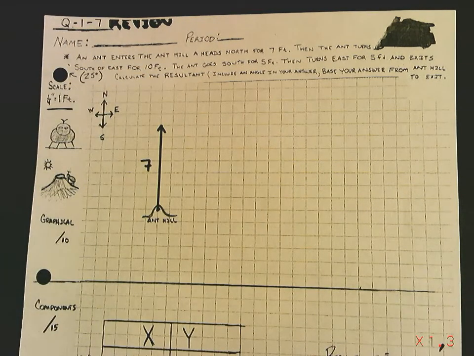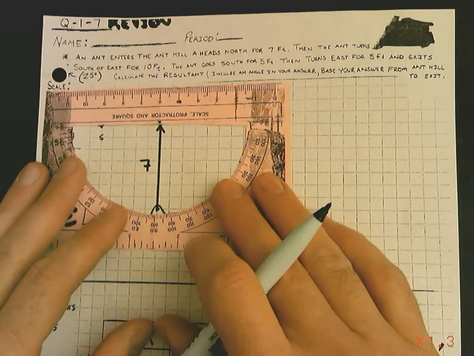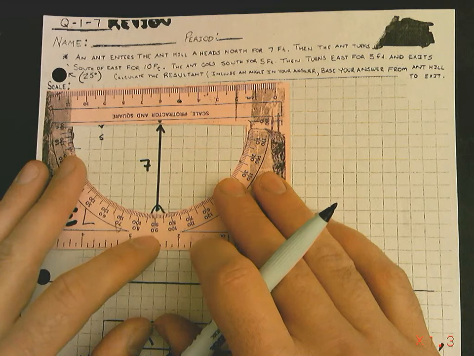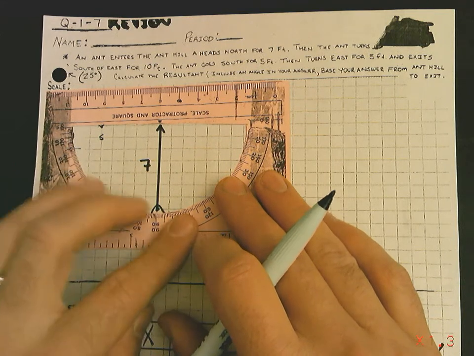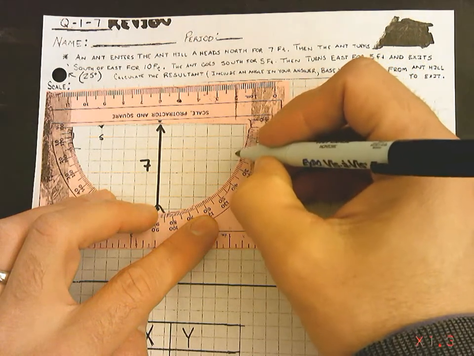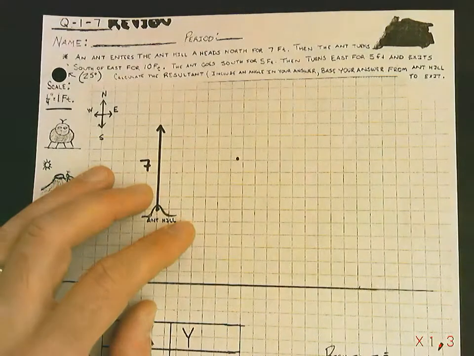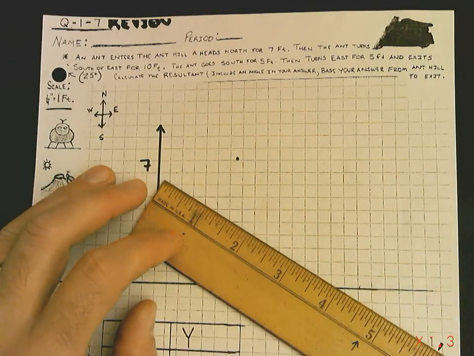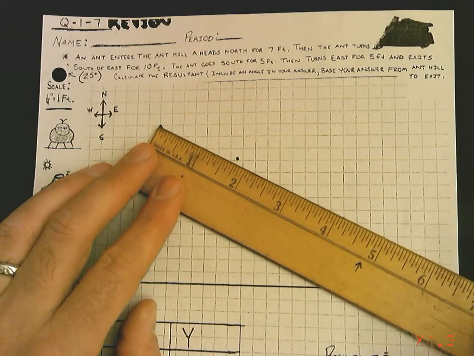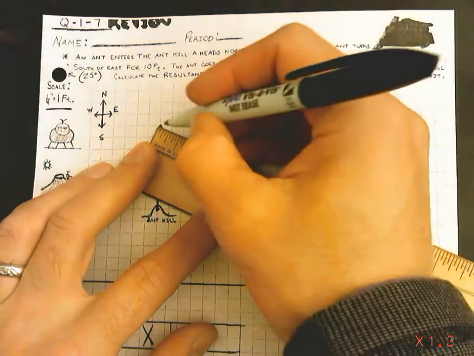The ant then turns south of east for 10 feet. So I want to turn my protractor so it's east, the flat part is at least, and I want to go south of east for 25 degrees. So here's 25 right here. South of east, 10 feet, that would be 10 quarters, which is 2.5 inches.